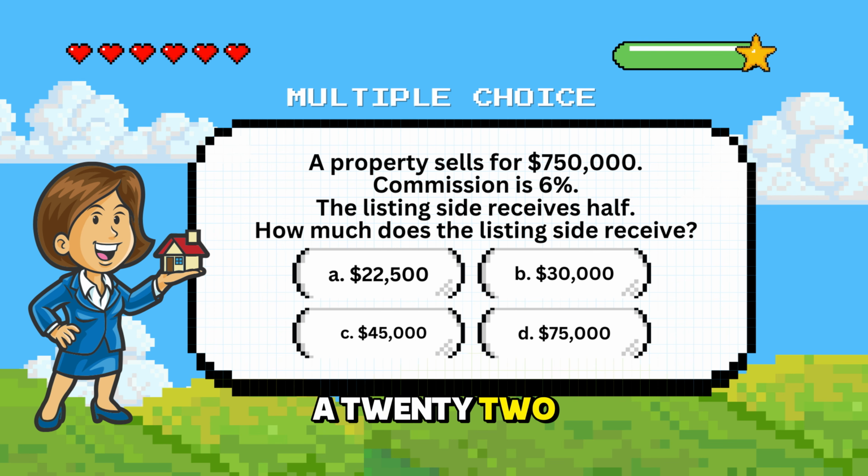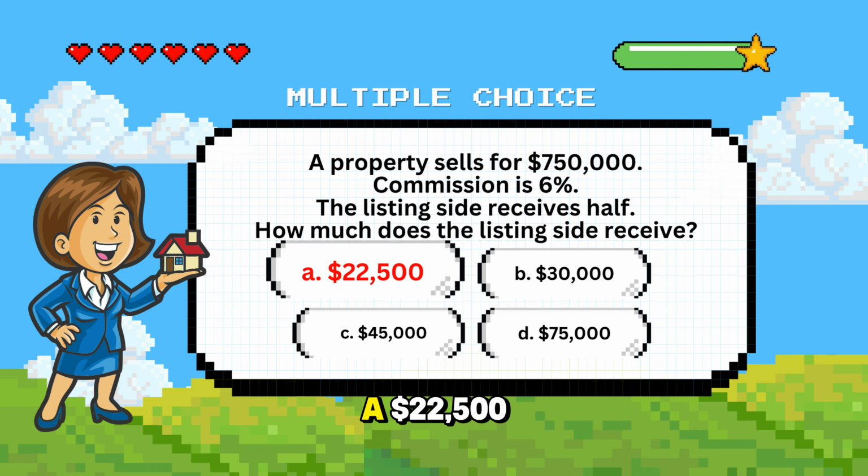A. $22,500. B. $30,000. C. $45,000. D. $75,000. The answer is A. $22,500. $750,000 times 6% equals $45,000 total commission. Half is $22,500.